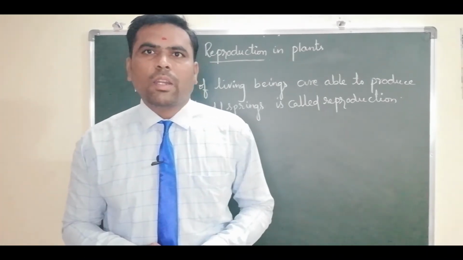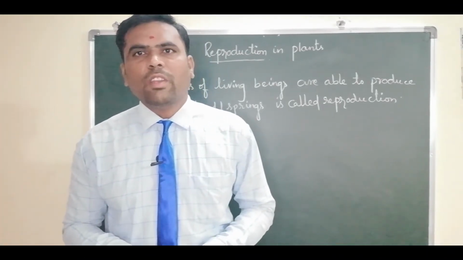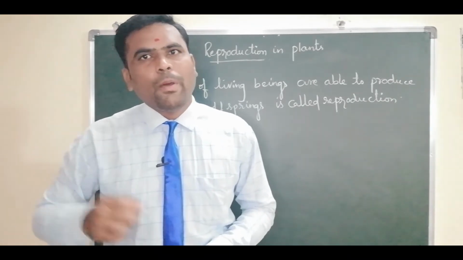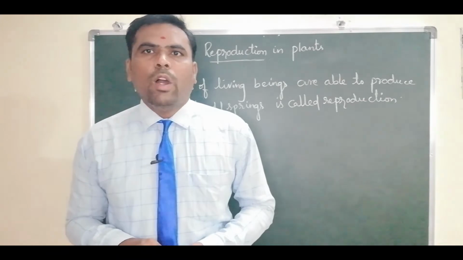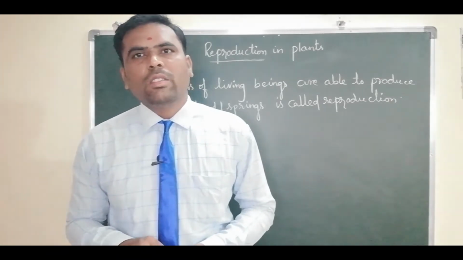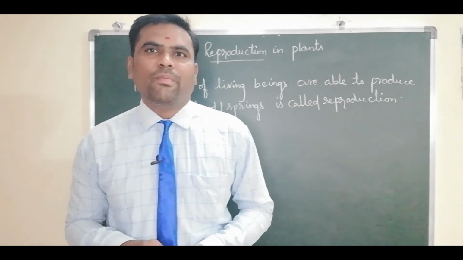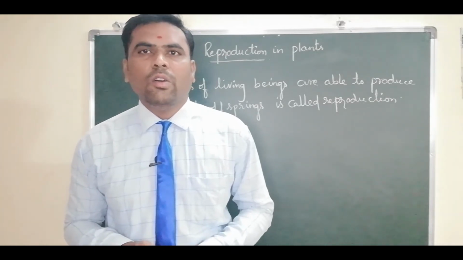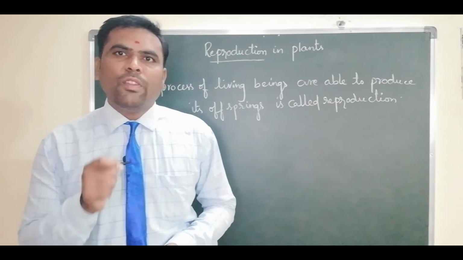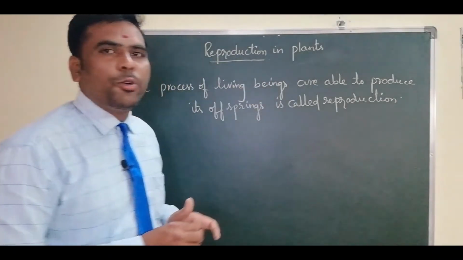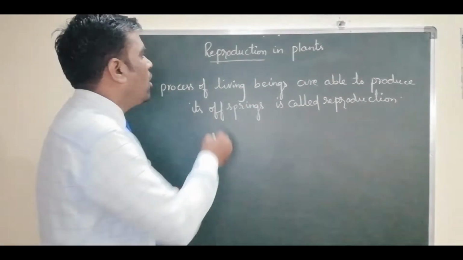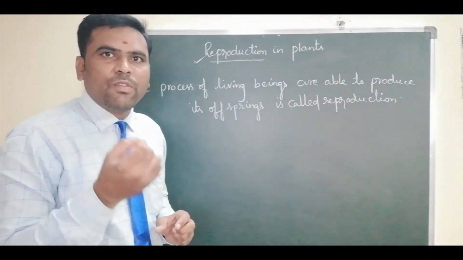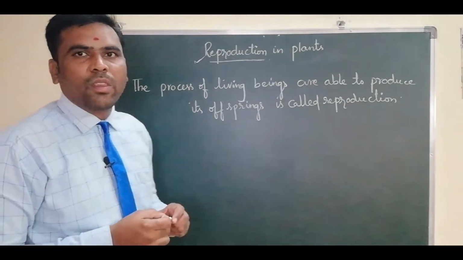Why do organisms reproduce? Most organisms reproduce for the continuation of their population. What will happen if all the organisms stop the process of reproduction? There would be no living organisms on the earth. So, life existing on the earth is due only to reproduction. Reproduction is a very important process for the continuation of life on the earth.